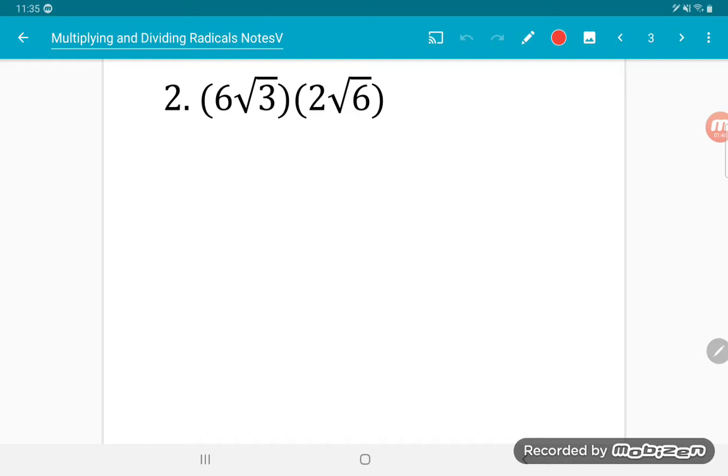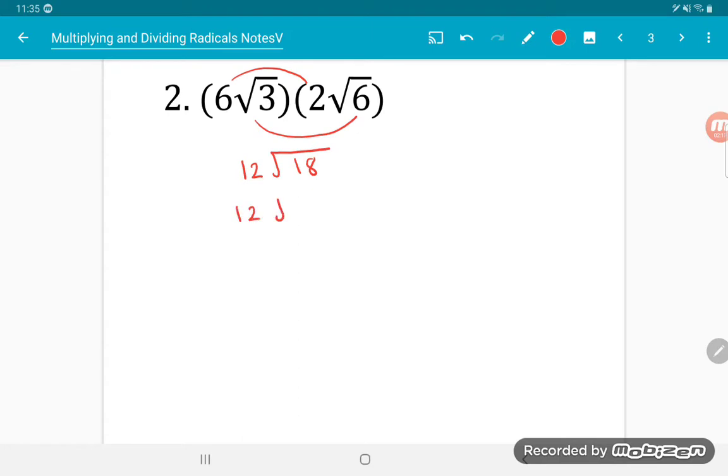For example 2, this is a different scenario or another way to write the problem. 6 radical 3 times 2 radical 6. Both of those are in parentheses. I'm going to still draw a curved line from the coefficient to the coefficient and the radical to the radical. So 6 times 2 is 12. And under the radical, I have 18.